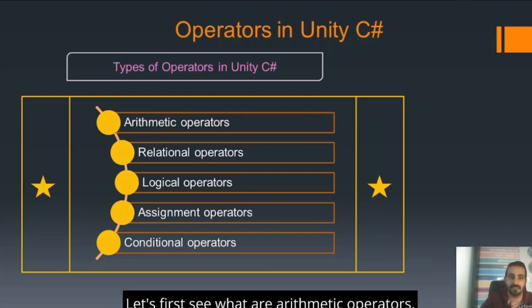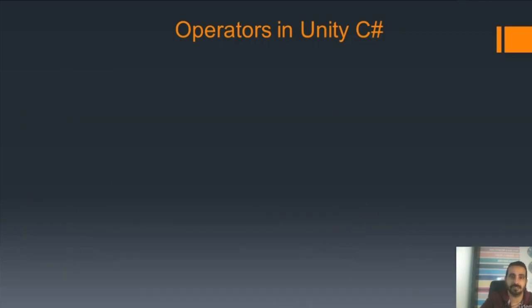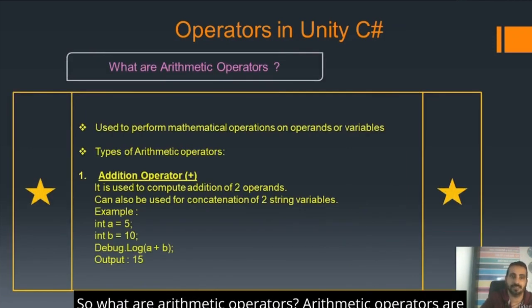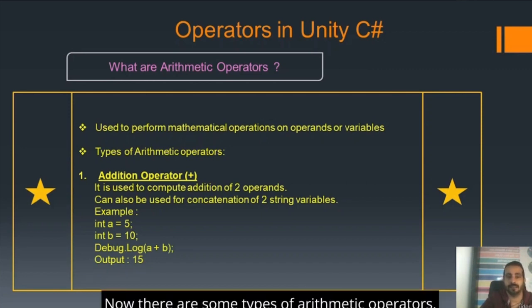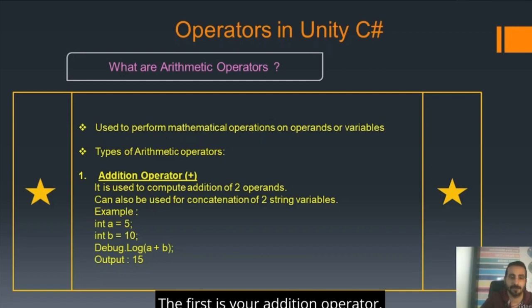Let's first see what arithmetic operators are. Arithmetic operators are generally used to perform mathematical operations on variables or operands. Now there are some types of arithmetic operators. The first is your addition operator.